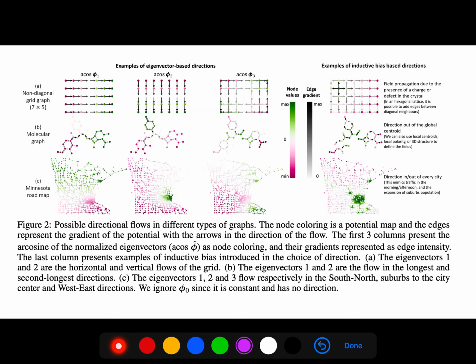So these are possible directional flows in different types of graphs. The node coloring is a potential map, and the edges represent the gradient of the potential, with arrows in the direction of the flow. The first three columns present the arccosine of the normalized eigenvectors as node coloring.